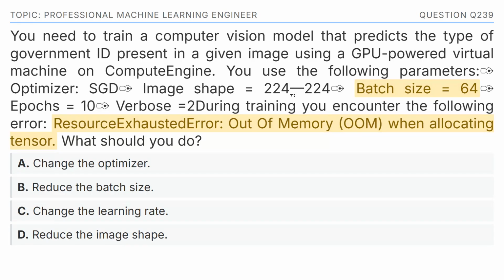To arrive at the correct answer, we focus on the keywords, batch size equals 64, resource exhausted error, out of memory, OOM, when allocating tensor. The correct answer is option B, reduce the batch size.